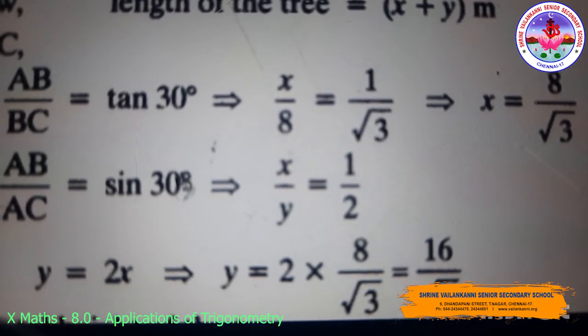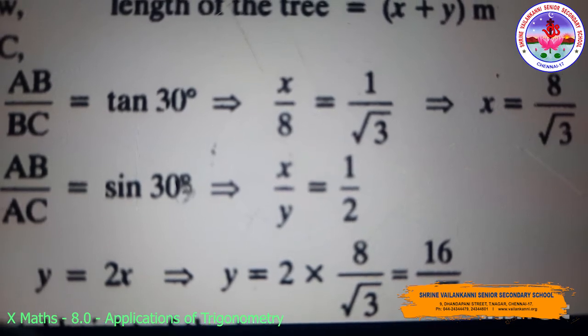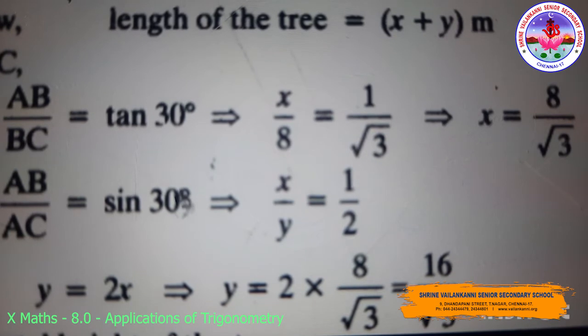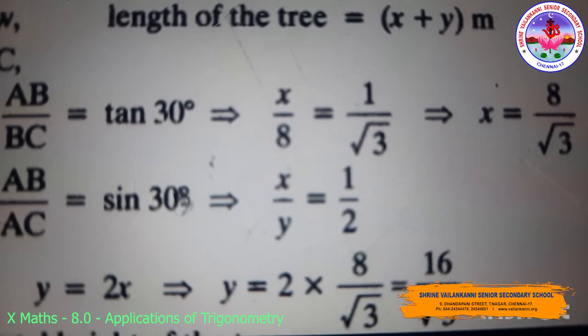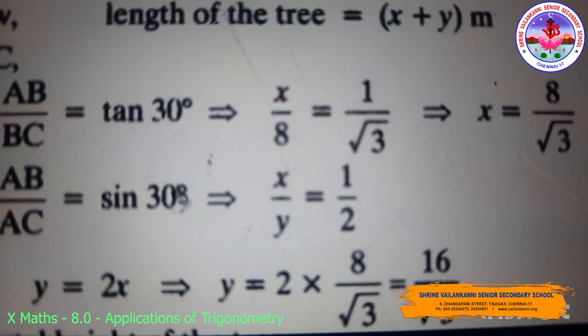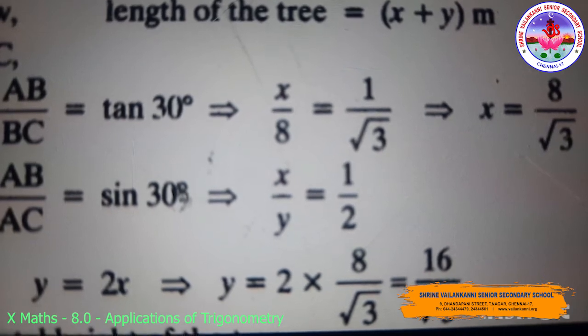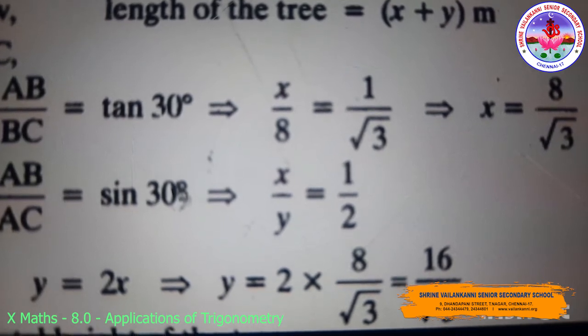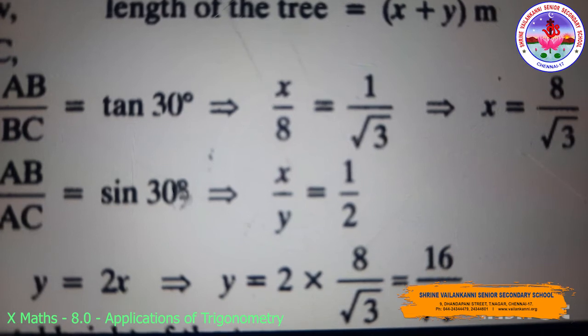Where AB is x, AC is y. So I got sin theta is equal to x by y, which is equal to sin theta value as half. So I am equating x by y is equal to half. Cross multiplying, I will be getting y is equal to 2 into 8 by root 3 is equal to 16 by root 3.